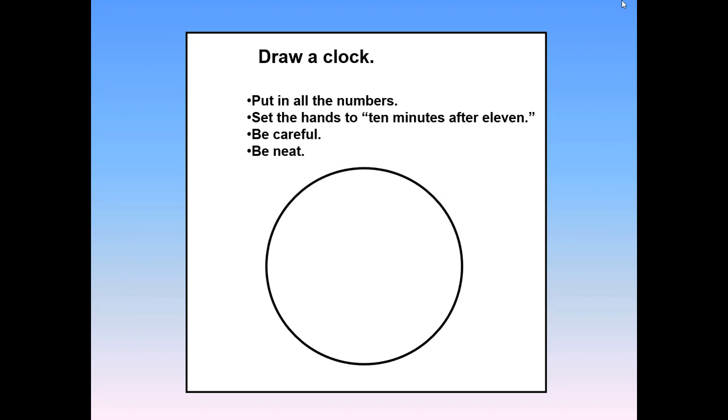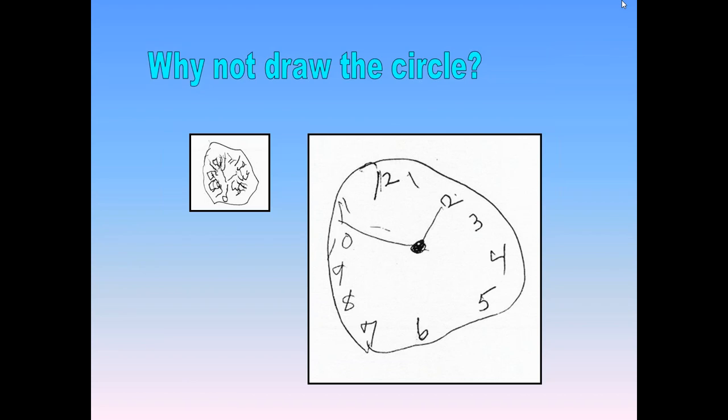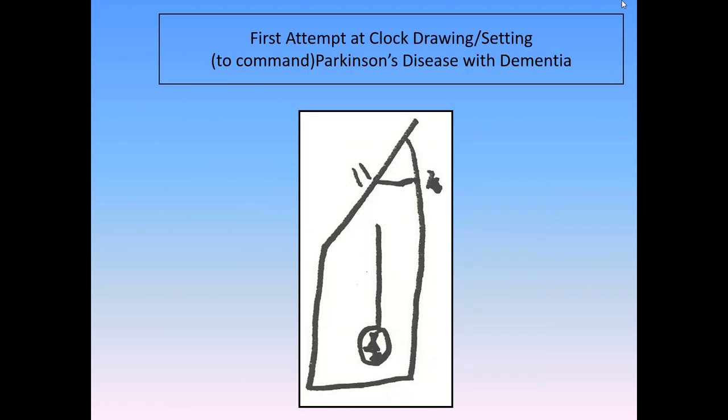And those instructions are spoken as well as read. And here's why we don't draw the circle. Here are two examples of circles that people can't really agree on. You see the one on the left is so tiny. It's actually larger on the screen, but it was so tiny on paper, it couldn't fit the numbers in anyway.